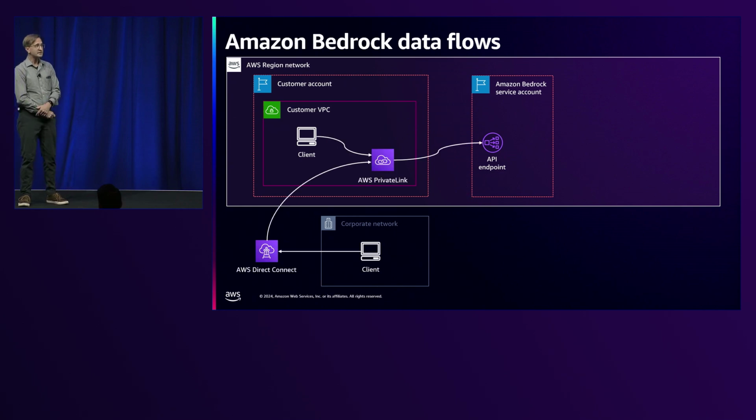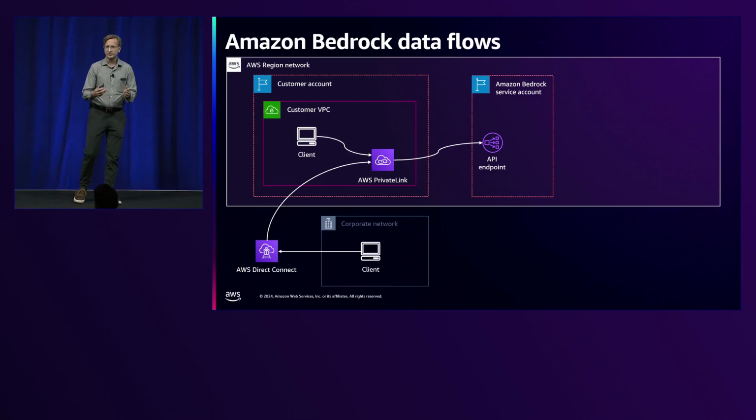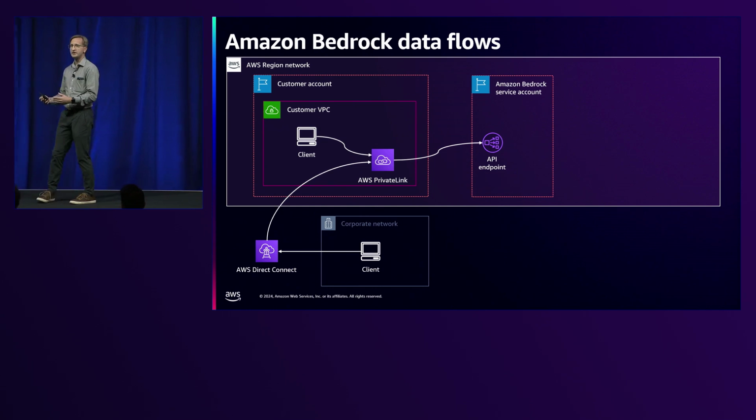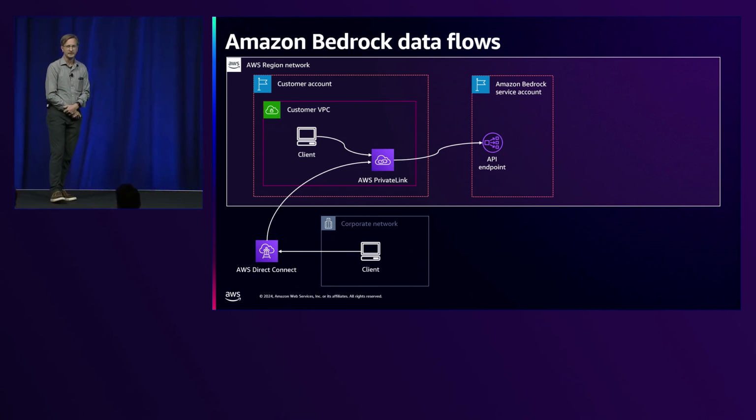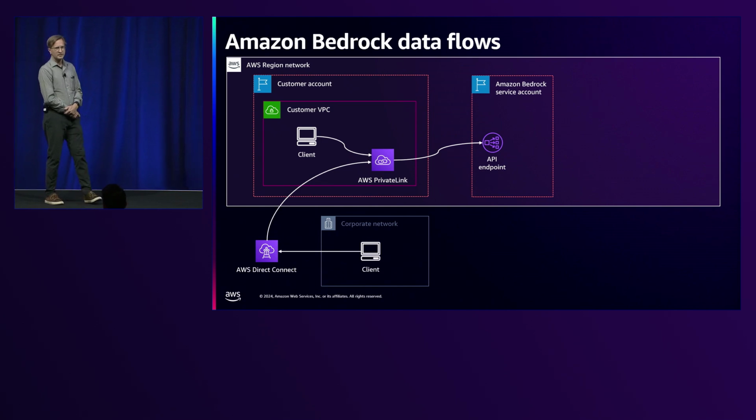You can, as I mentioned earlier, choose to use a VPC endpoint. And this allows you to do private point-to-point communication between your VPC and our services that support PrivateLink. So you can see here, you can even extend that capability to your corporate network through the use of services like AWS Direct Connect. But that's just demonstrating how we can secure the communication between you and the endpoint.